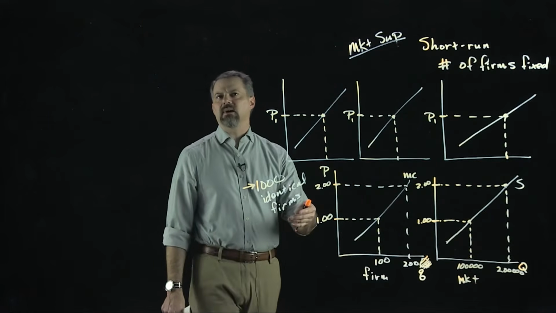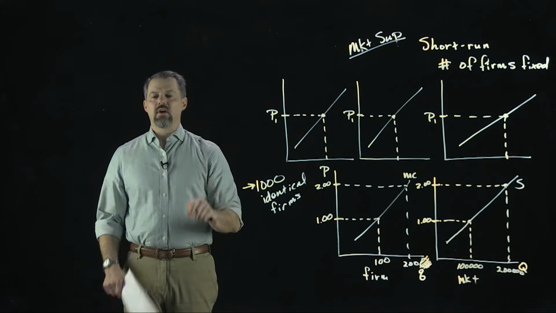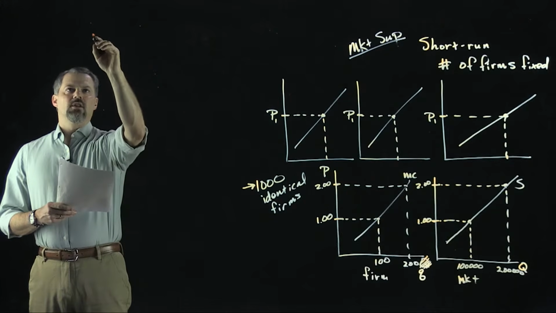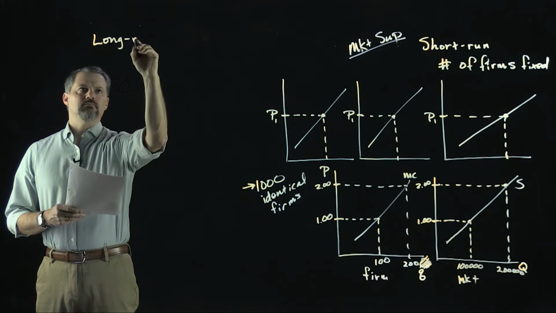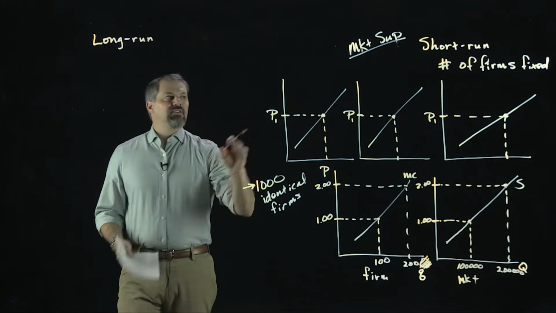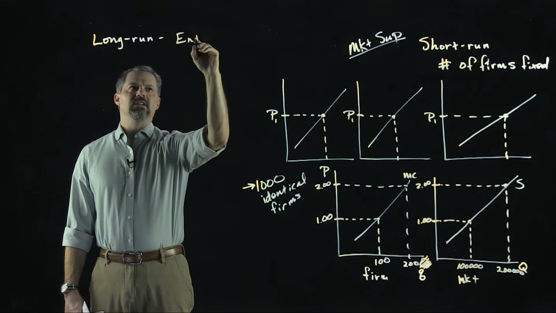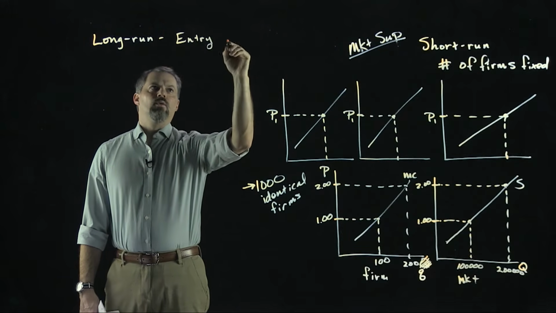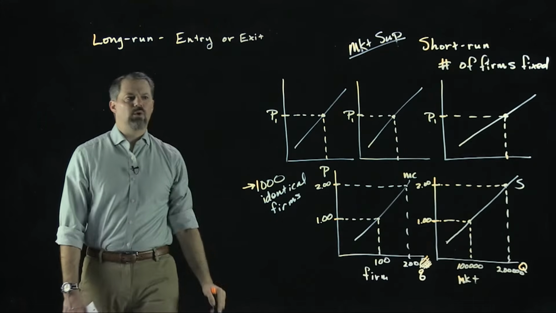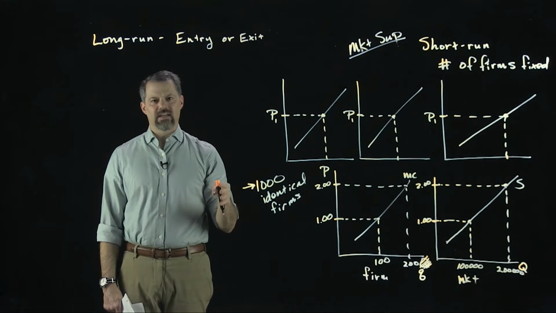So we have to think about the incentives that each particular firm faces in the market. So let's talk about the market supply curve in the long run. The key is that the difference between the long run and the short run is that there is entry, or exit, in the long run. We would never have a situation where there's entry and exit happening at the same time.